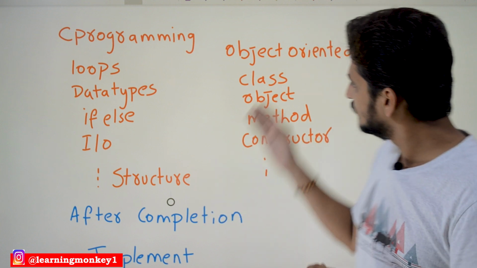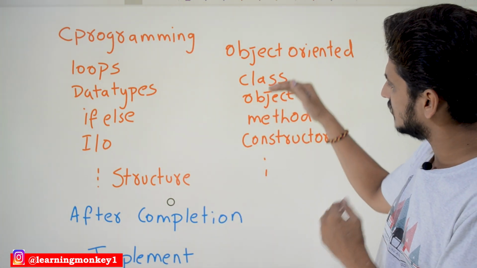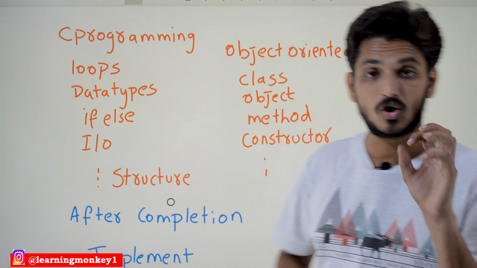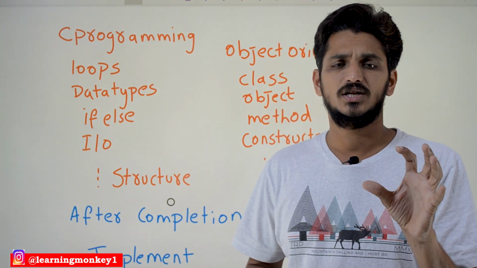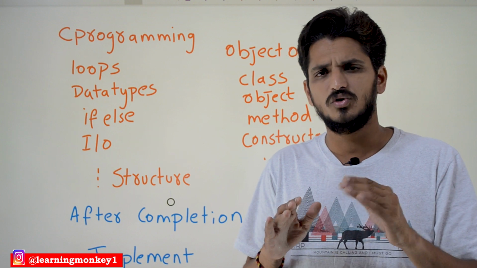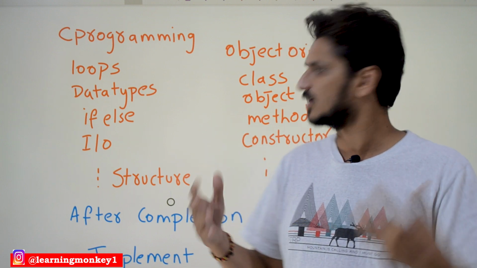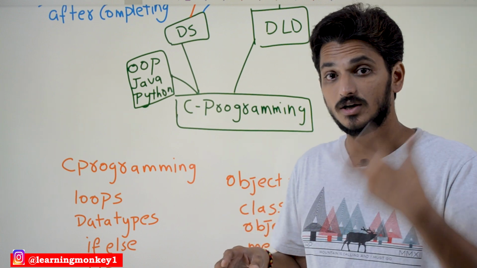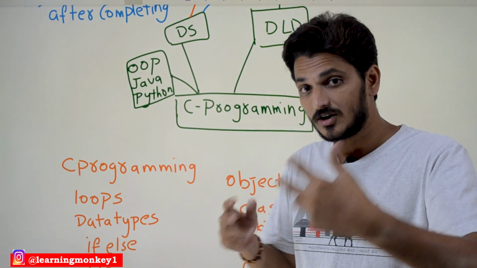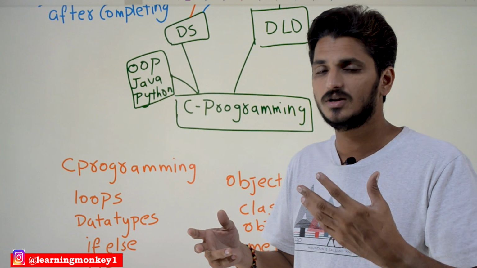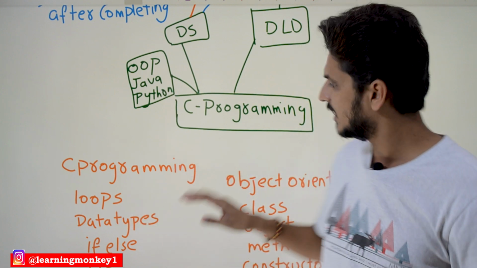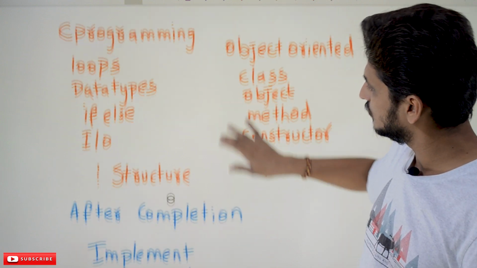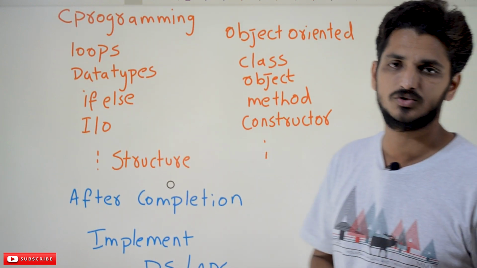The concepts start from here: class, object, method, constructor. From here onwards, you have to concentrate. It is very easy. You don't need as much concentration as when you are studying data structures and DLD, where you need more concentration and more effort to understand and write the code. But here there is no need for that much effort if you are good at C programming. That's why C programming is the basis for a computer science student.